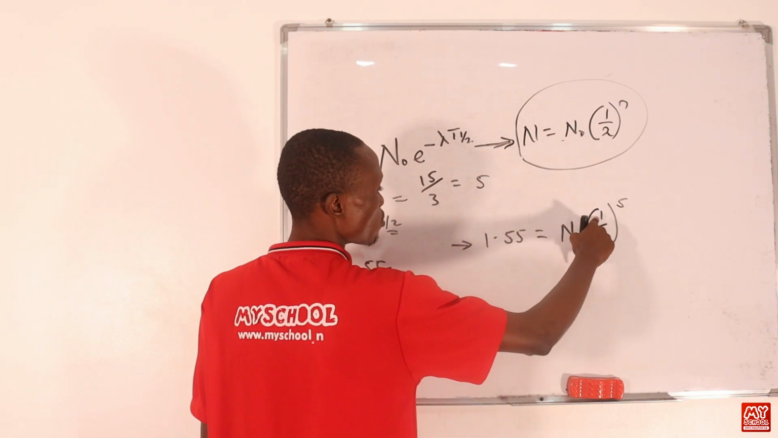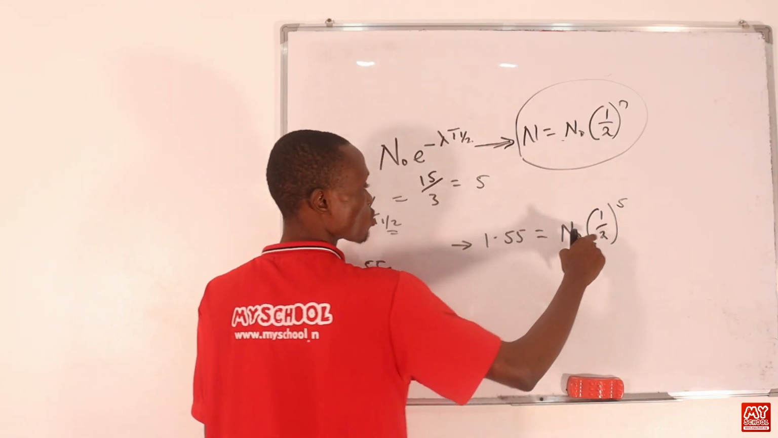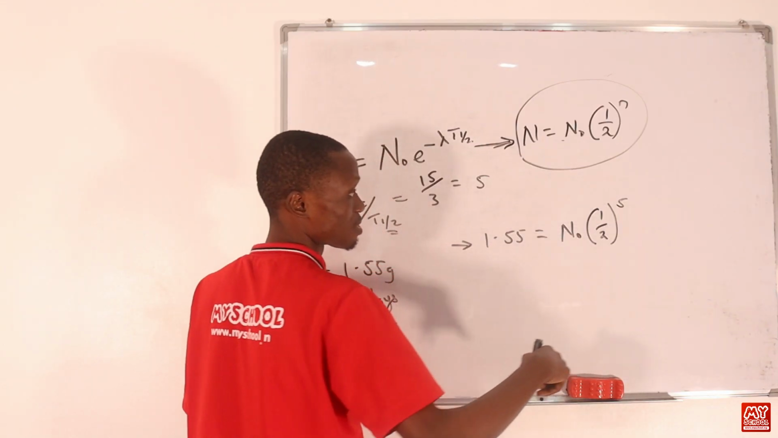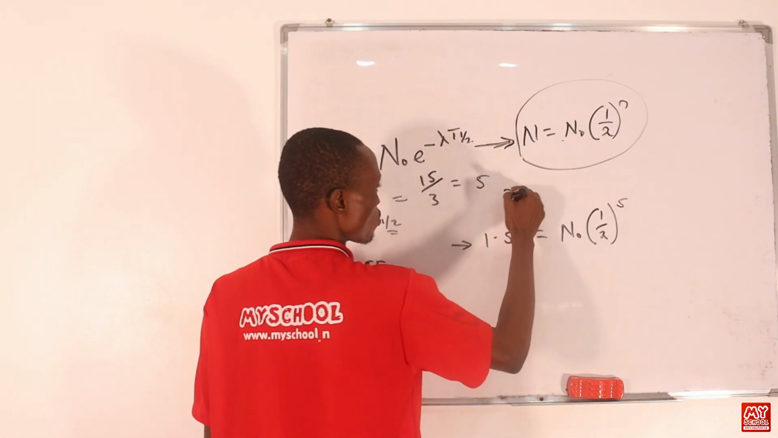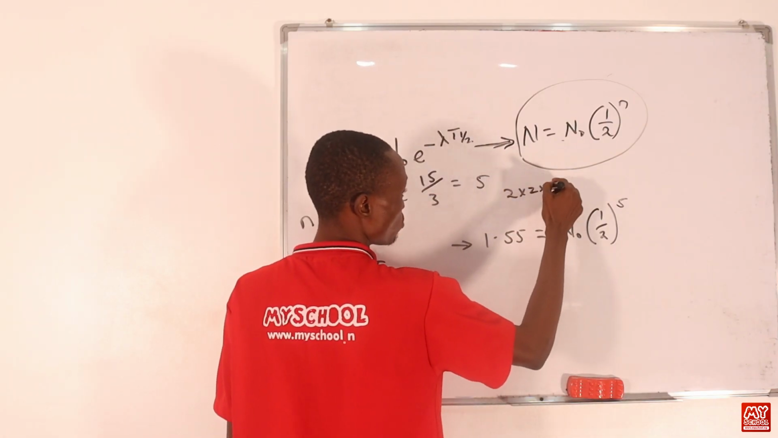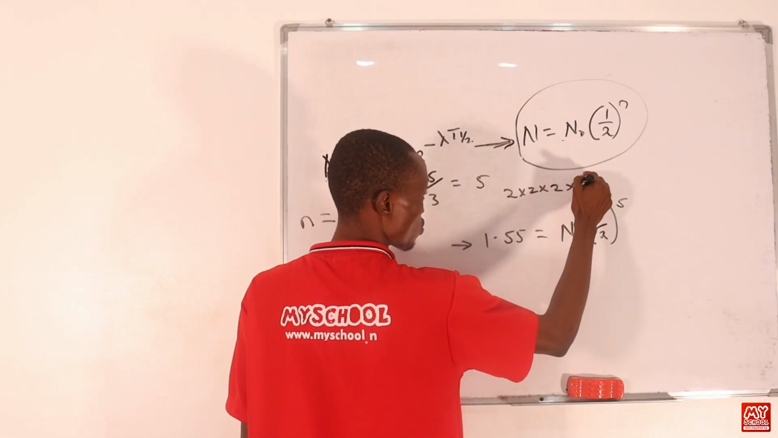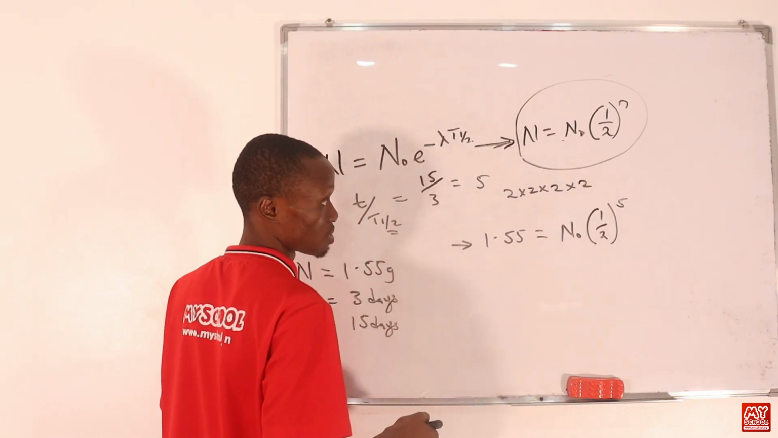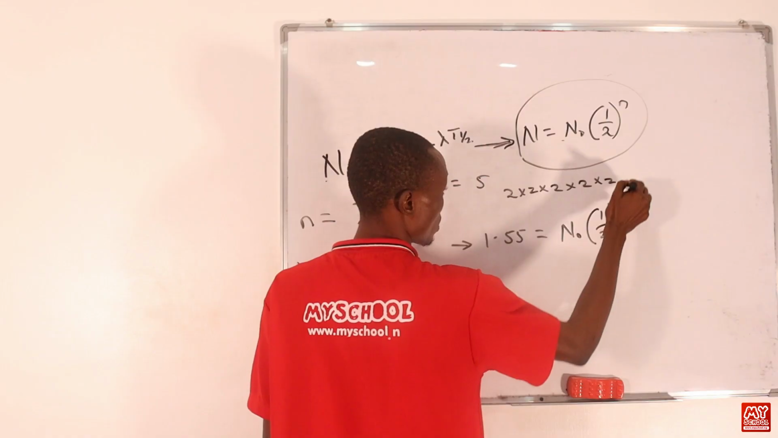Now, 1 raised to power 5 is still 1. But 2 raised to power 5 is 32, right? 2 times 2, that is 4, times 2, that is 8, times 2, that is 16, times another 2, that is 32.